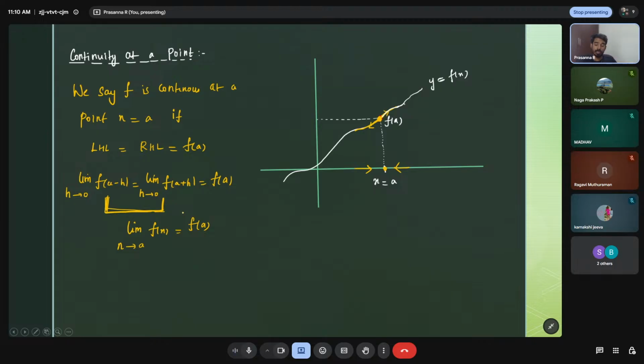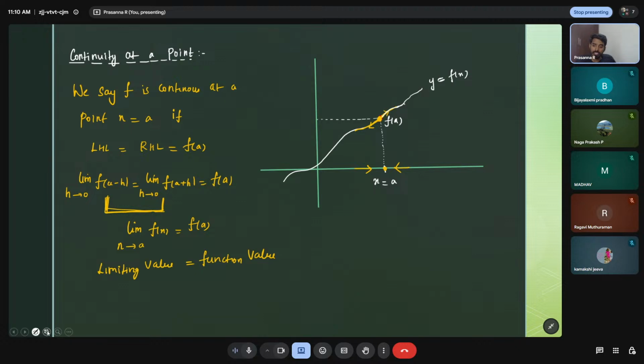So very simple, limiting value is equal to function value. That's it. We are finding the limiting value of the function when x is tending to a. If that is equal to the function value, then we say f is continuous at a point. Right? Very simple. If you want to check continuity at a point, you know how to find limit. You see whether it is equal to f of a. That's it. If these two are equal, then we say it is continuous at that point.